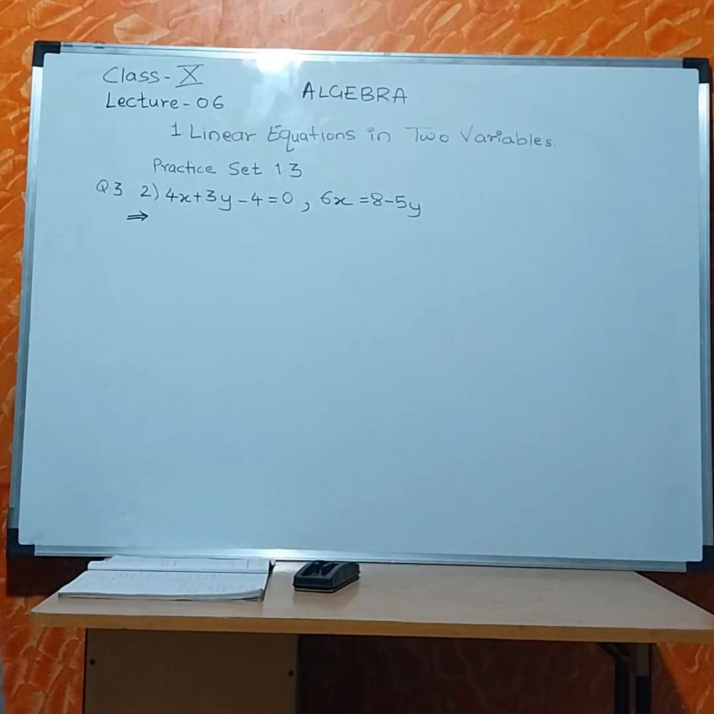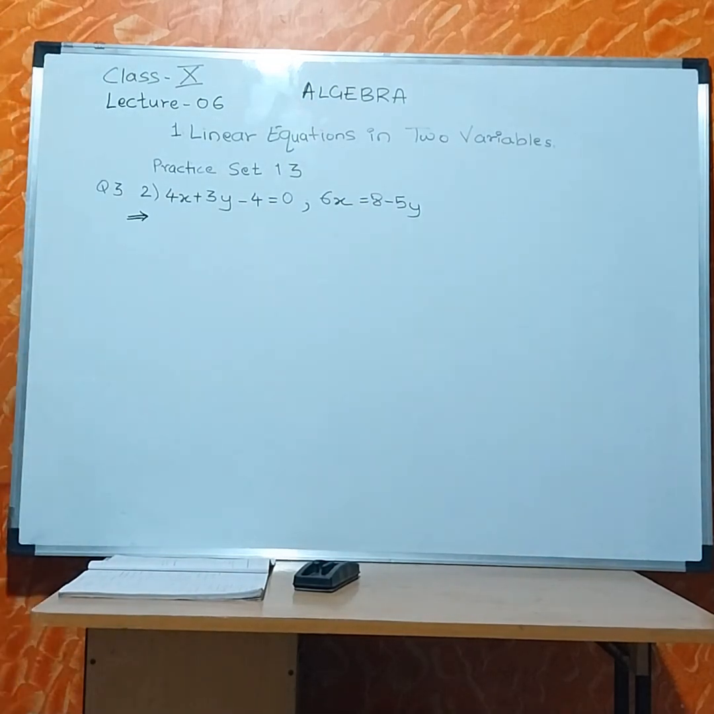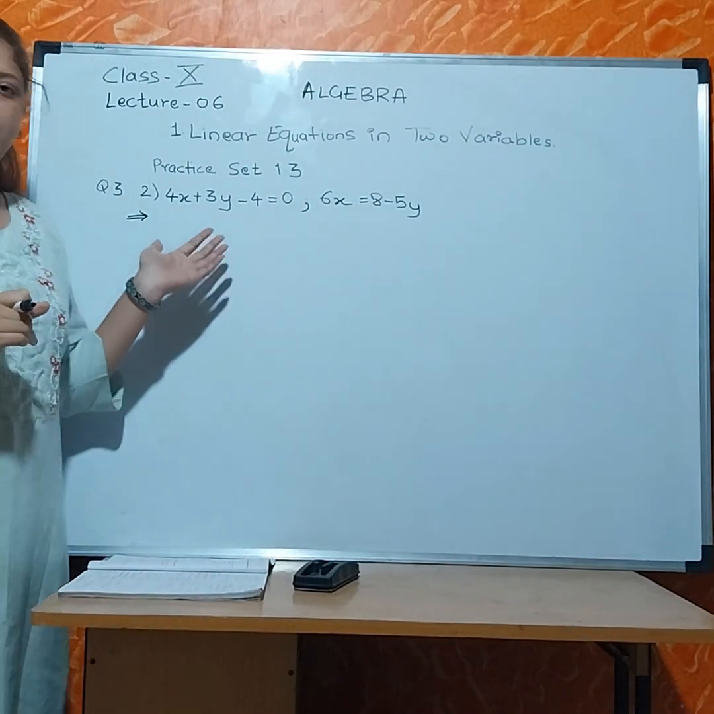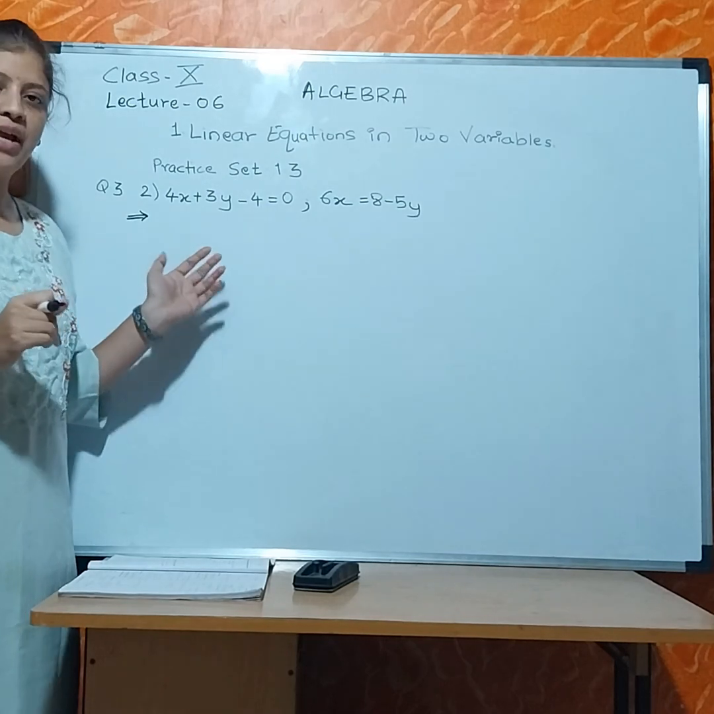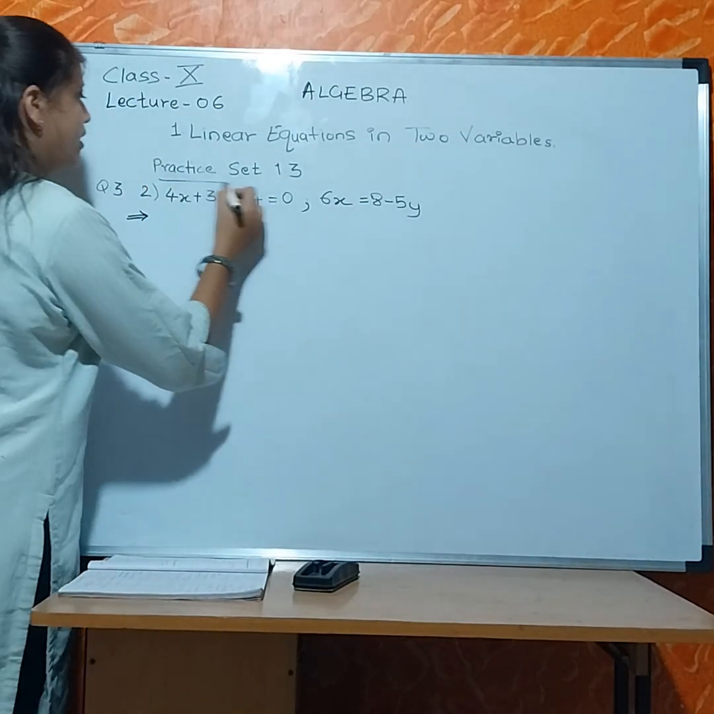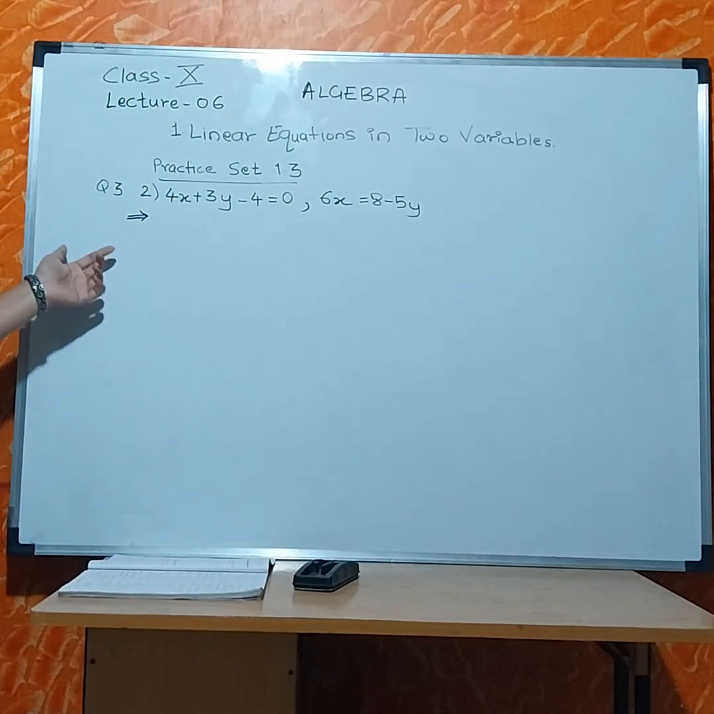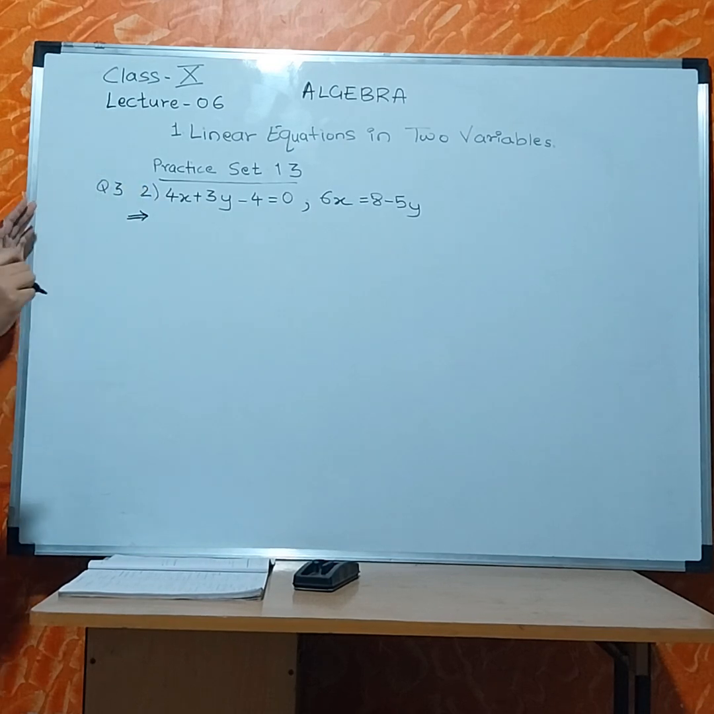We have started chapter 1, linear equations in two variables, of algebra. We have already completed two practice sets, that is 1.1 and 1.2. You can see them in previous lectures. Now in the previous lecture, practice set 1.3, we completed question number 1 and question number 2, and also the first sub-question of question number 3.